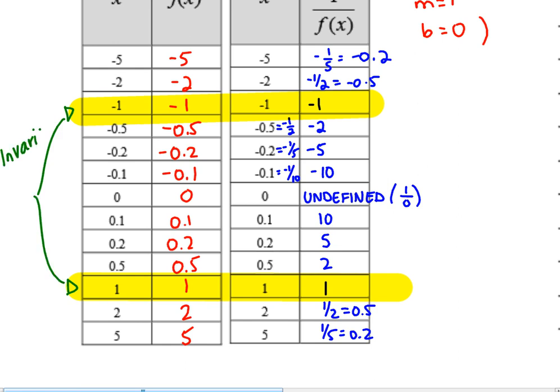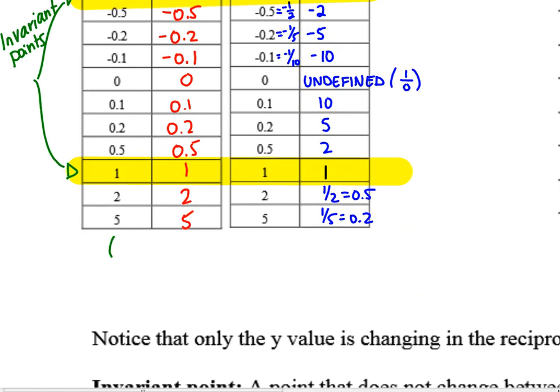Invariant points stay the same. We'll talk more about that later. Okay, so we took these points of x and y, x comma y, and they became x comma 1 over y when we took the reciprocal. Notice the x coordinates stay the same, but we're just taking the reciprocal of the y coordinate to get these new coordinates.